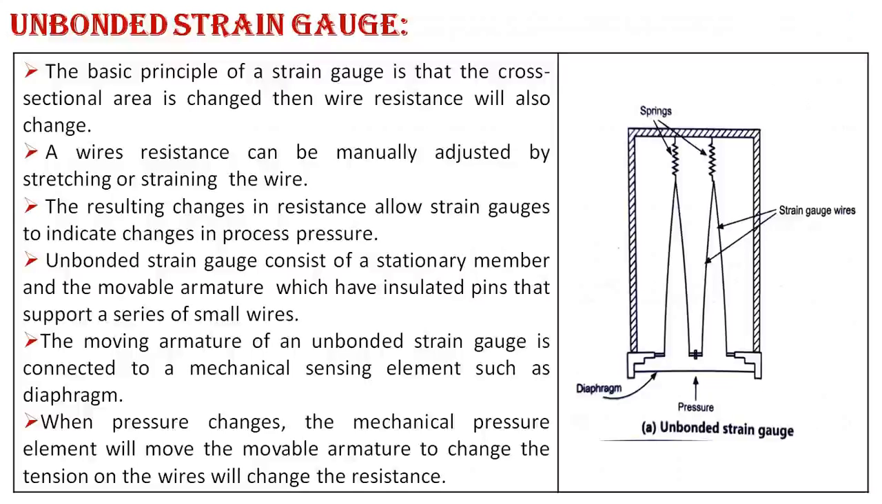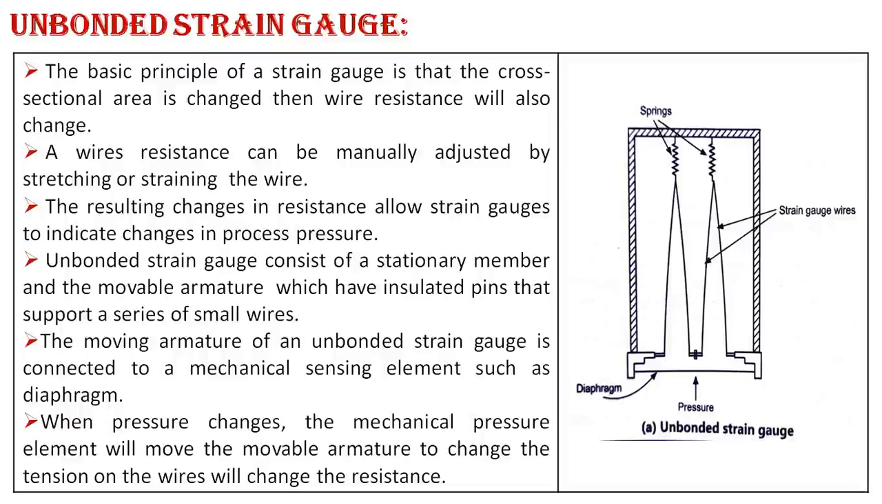Now next one is the strain gauges. We have to see the second electrical type pressure transducer, and this has two types. First one is the bonded and second one is the unbonded. Now starting with the bonded strain gauge, the basic principle of a strain gauge is that if the cross-sectional area is changed, then the wire resistance will also change. You will get this in terms of resistance, and you will get an output voltage.